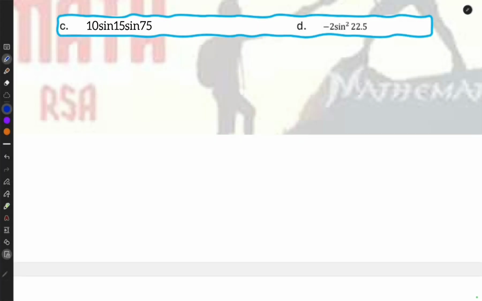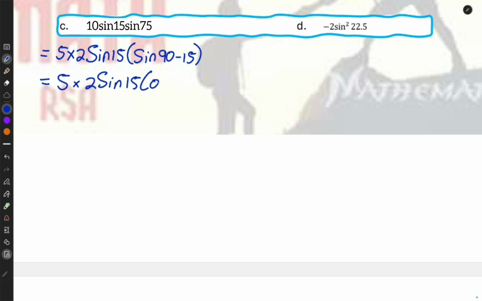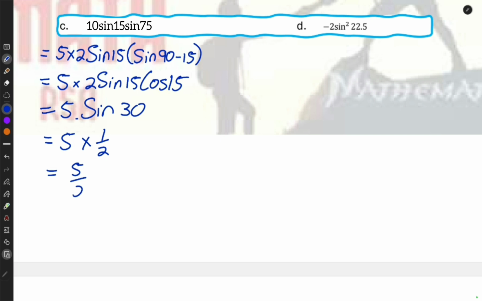Question C, 10 sine 15 sine 75. If I think of double angles, this would be the sine double angle, but I need to change a few things. Firstly, I need a 2 in front, so the 10, I'm going to split as 5 times 2. Sine 15 is okay, but then sine 75, I can actually change that because it's a cofunction, so I can say this is actually sine of 90 minus 15. That would show me that this is 5 sine 15 cos 15, which would simplify to 5 sine double of 15, which is 30. And that would then just be 5 times a half. Final answer, 5 over 2.